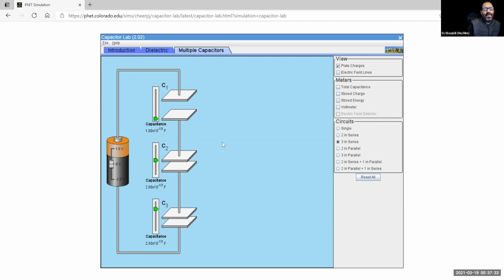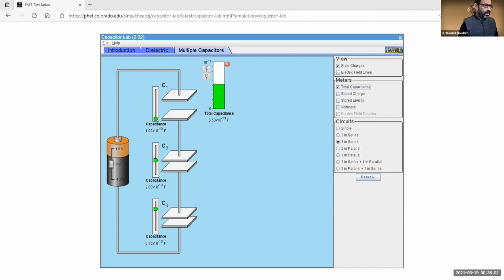So how much is the equivalent capacitance in here? It should be 1 over C1 plus 1 over C2 plus 1 over C3, the whole thing to the power of -1. Okay, so the total capacitance should be 0.531. So try it. 1 over 1 plus 1 over 2 plus 1 over 2.5, and the whole thing is inverted. Let's see here what my calculator says.